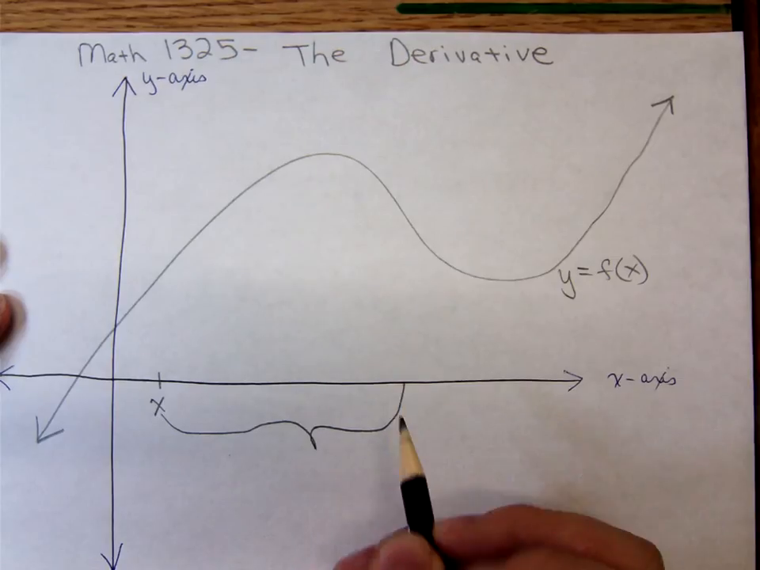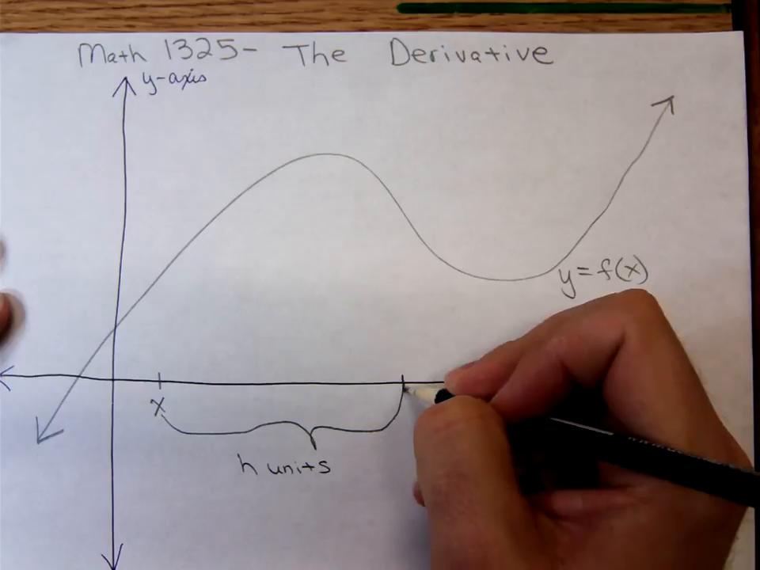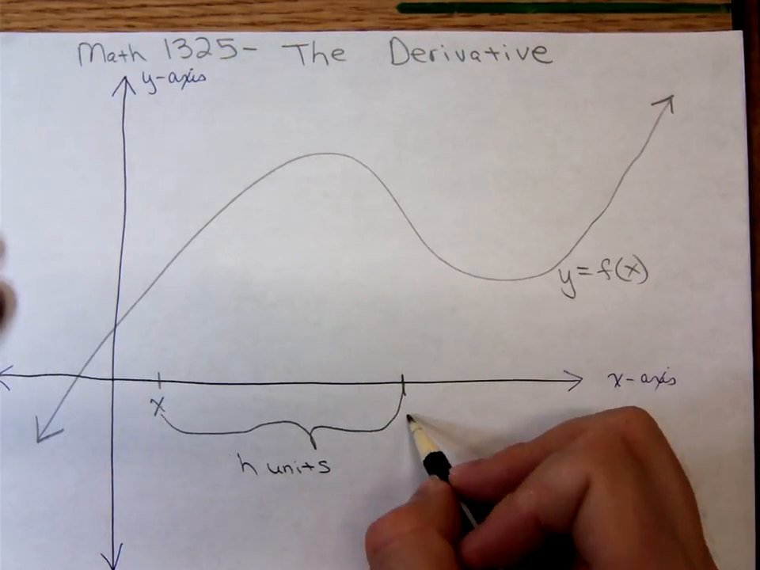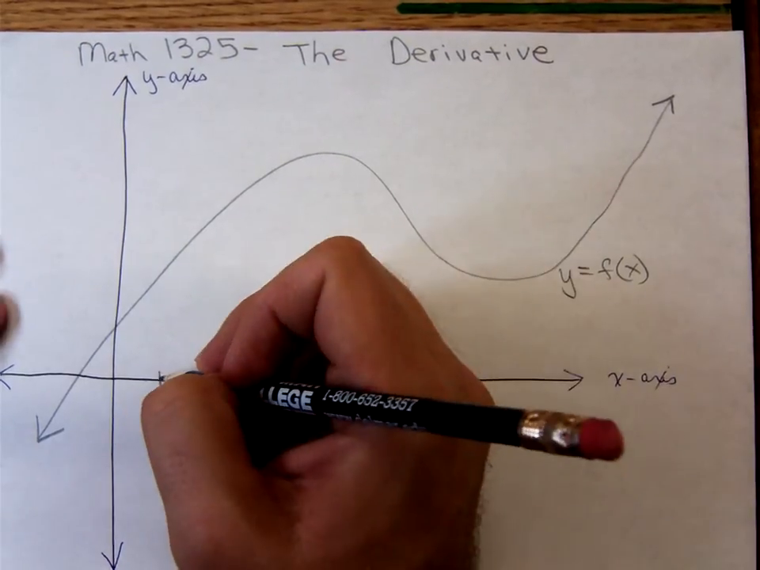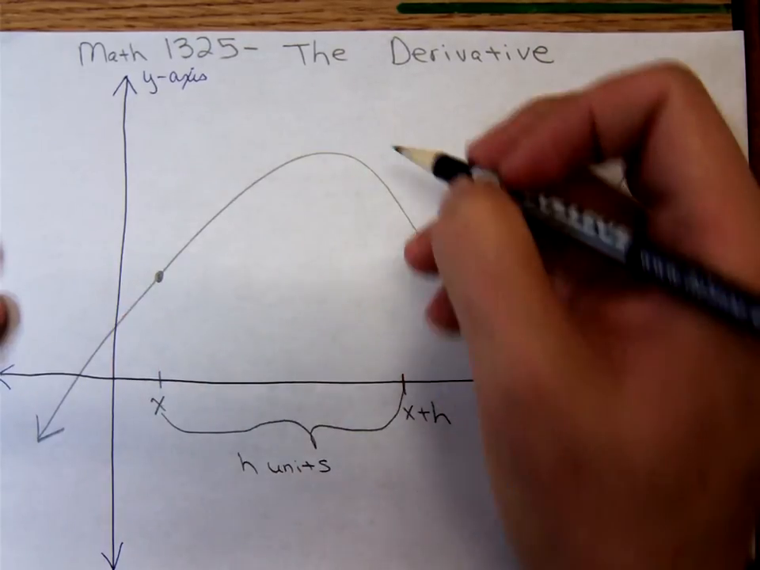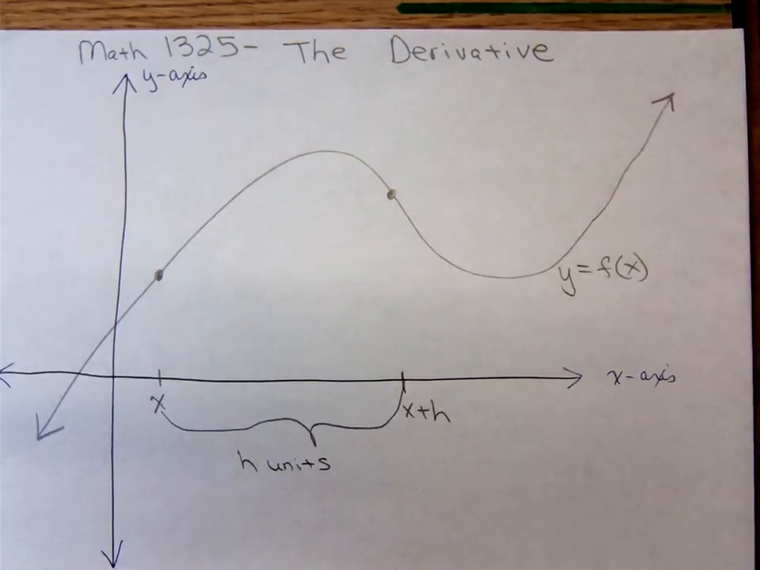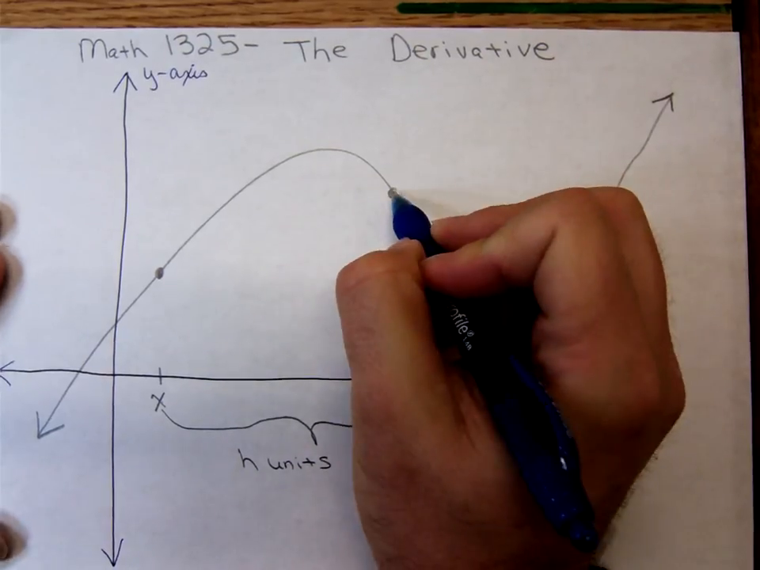h units to the right. That's h units. Then this new number here on the x-axis, it's whatever that number is plus h. And let's suppose we go to the point that has x and x plus h as its x coordinates. If we draw the line connecting those 2 points, that line is called a secant line. A secant line connects any 2 points on the graph of a curve.